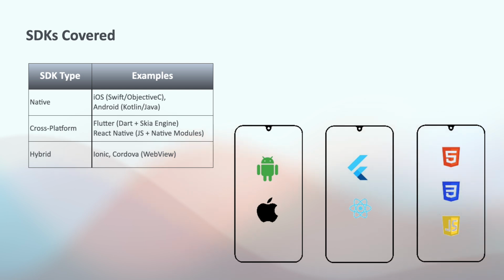Next is Flutter SDK. Flutter is powered by a single language called Dart. It doesn't use native UI components. Instead, it uses its own rendering engine, Skia, to draw everything from scratch. The result is near native performance with incredibly consistent and beautiful UIs across platforms. It's great for modern apps that need a beautiful and unified design.